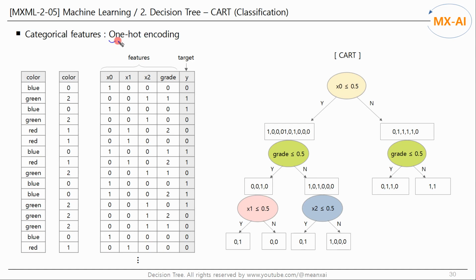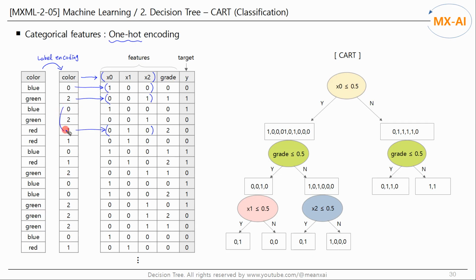Next, let's take a look at one-hot encoding. In most machine learning models, nominal features are one-hot encoded, as explained earlier. First, label encode the nominal variable color as follows. And then one-hot encode it as follows. The label 0 is encoded as 100. 1 is encoded as 010, and 2 is encoded as 001.